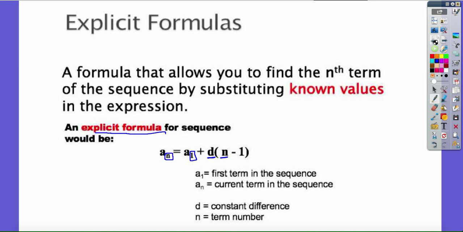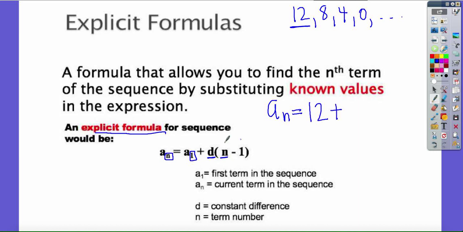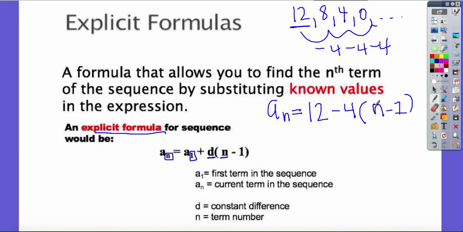So if I was going back to our original sequence here, 12, 8, 4, 0, and I was trying to write the explicit formula for this particular sequence, it would be a sub n equals a sub 1 is the first number, so we know that's 12, plus the common difference, which we know is negative 4. So really I should have written minus 4. You could write plus a negative 4, times n minus 1. Now I'm leaving n as n because I don't know what position number I'm looking for yet. That's the formula to find any number in the sequence.